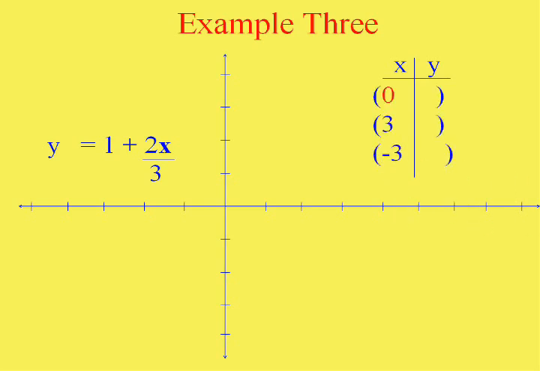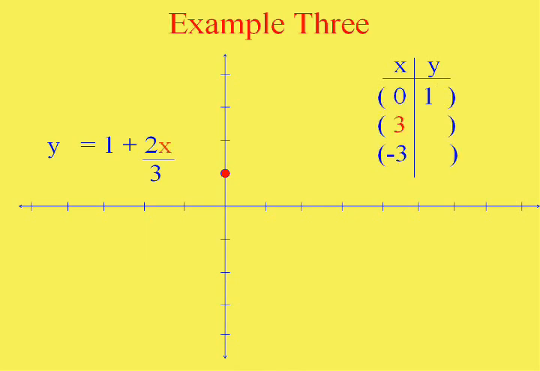Oh, my God! Watch. I'm going to put in 0, and of course that'll cancel. 2 times 0 is 0, and I get a 1. That's easy. Go over 0 and up 1. Now let's put in 3. That's a multiple of 3.